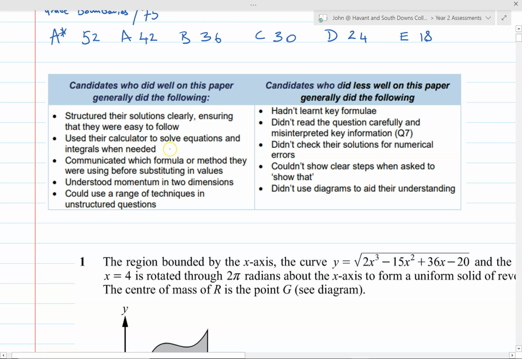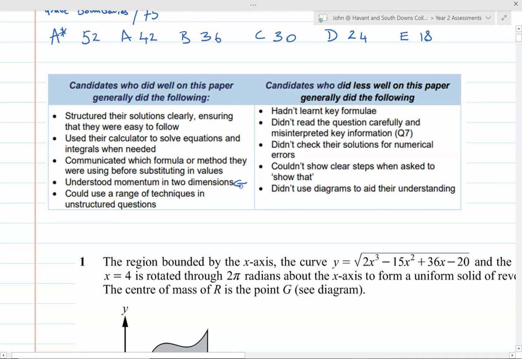Use a calculator to solve equations. That was particularly relevant in question 1. Think about it: those who didn't use their calculator to do it would have wasted a lot of time on question 1 when it wasn't required. Probably quite a few minutes. On a 90-minute paper, that could be quite costly. And again, communicate. It's almost connected. Communicating what the question says.